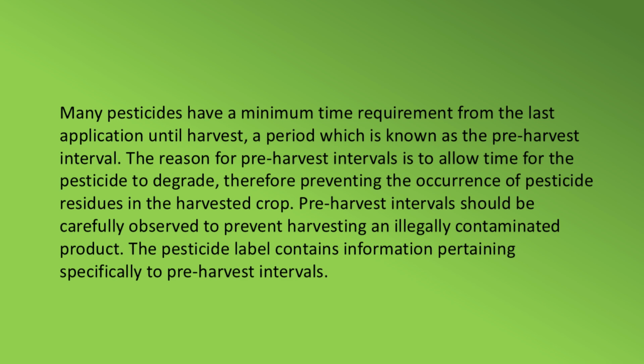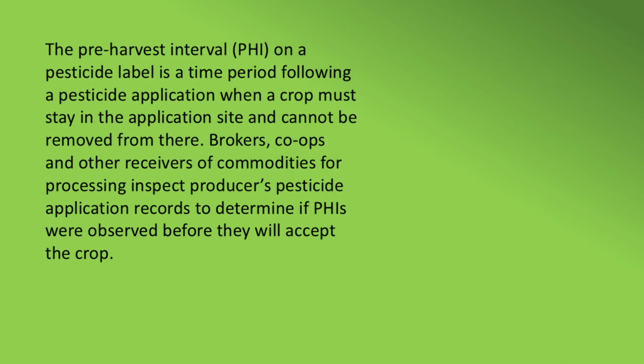The pesticide label contains information pertaining specifically to pre-harvest intervals. The pre-harvest interval, PHI, on a pesticide label is a time period following a pesticide application when a crop must stay in the application site and cannot be removed from there. Brokers, co-ops, and other receivers of commodities for processing inspect producers' pesticide application records to determine if PHIs were observed before they will accept the crop.